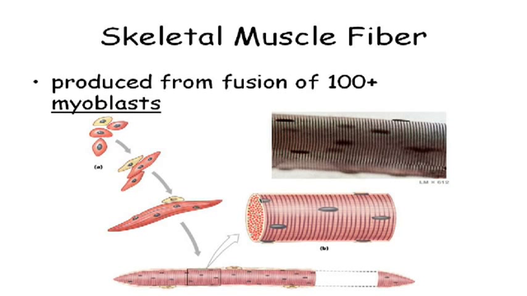Skeletal muscle cells, as the embryo and the fetus is forming in utero, and the skeletal muscles begin to form, these cells are actually made out of hundreds of immature cells called myoblasts. Myo, think muscle. And so what happens is you have hundreds of these individual myoblasts that begin to fuse, and you end up with a great big long multinucleate skeletal muscle cell. And that's why they call them fibers, because they're long.